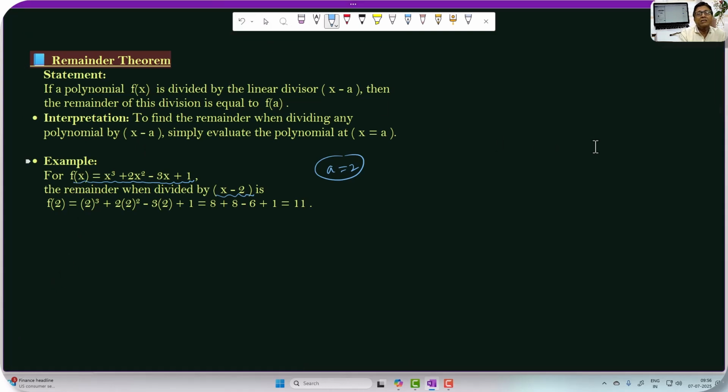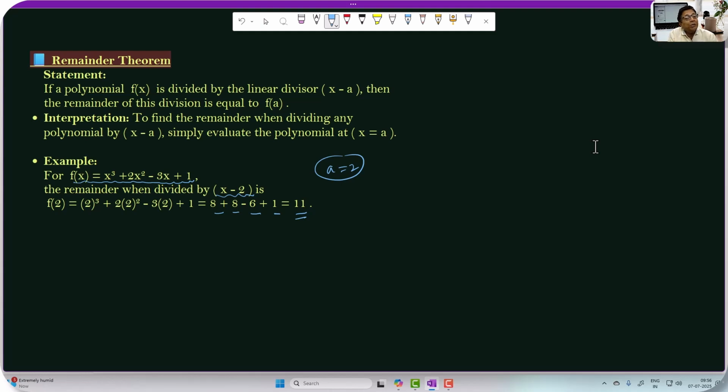Suppose for this example, f(x) equal to x^3 plus 2x^2 minus 3x plus 1. You are dividing by x minus 2. What is a over there? a is equal to 2. So what is going to be the remainder? Just put x equal to 2 on both sides. That is going to be the remainder. So f(2) is 2^3 plus 2 into 2^2 minus 3 into 2 plus 1, 8 plus 8 minus 6 plus 1, that is 11.